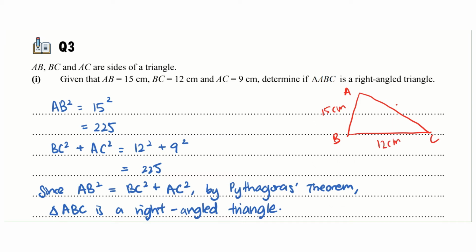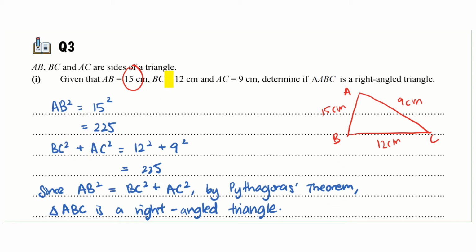Okay, so you realize that in my sketch it is actually not proportional, but never mind. The important part is to identify that AB is actually the longer side because it is 15 cm long. So we see AB square is 15 square, which is 225.